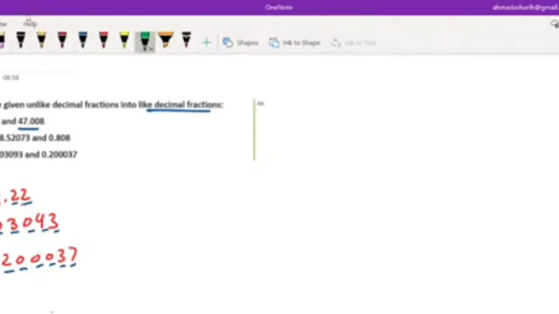So how many zeros? Because the maximum number of digit is 6.